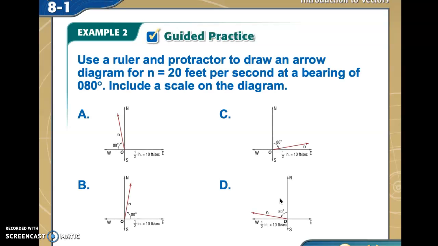This is a guided practice for you. Use the ruler and protractor to draw an arrow diagram for n equals 20 feet per second at a bearing of 80 degrees. So this 0 to 80 shows a bearing angle from north of 80 degrees. This one is from north, but the other is starting from the west, and this is starting from east. This is starting from north, but in the counterclockwise direction. So the bearing angle is this one, which is from north clockwise 80 degrees.